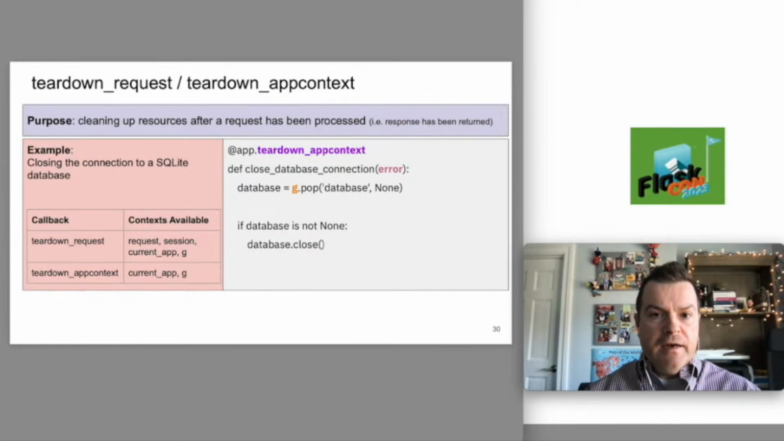I think the key thing to highlight between these two different callbacks is really what contexts are available in each of them. Teardown request actually executes first, so you're going to have the request, session, current app, and G all available to you. But between these two, the request context gets popped from the stack. So when teardown app context executes, you'll only have current app and G available to use.